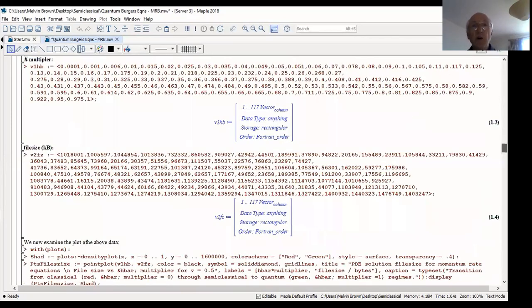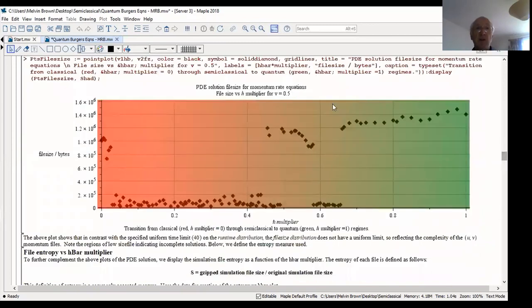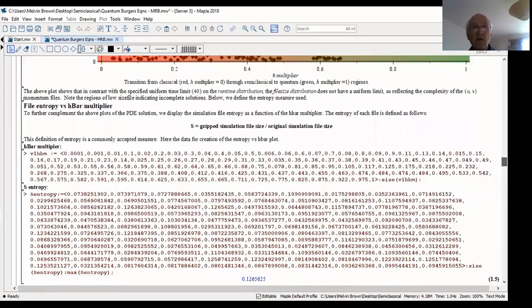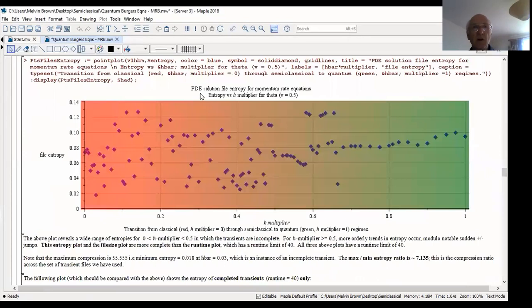Here's another plot, which is instead of runtime, it's file size. Naturally, file size would be small if these solutions are stopping prematurely. You see the same trend in the quantum regime, and yet you see no results in the classical regime. And here's the entropy plot.